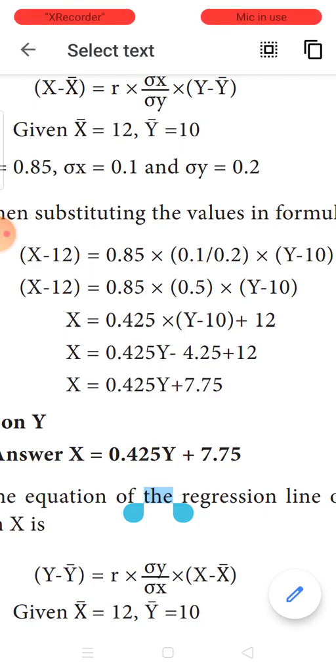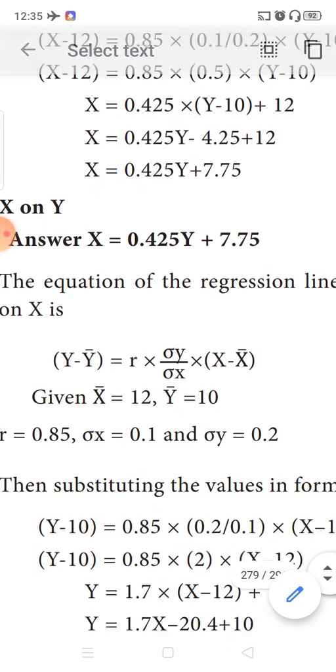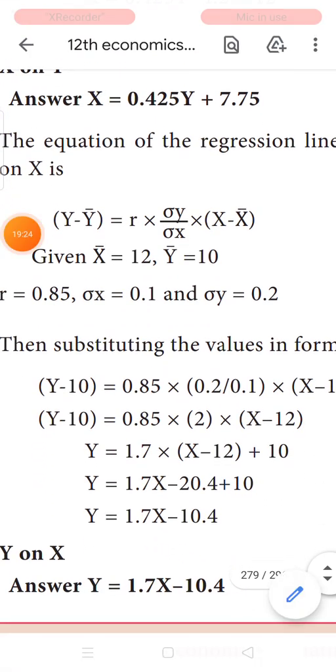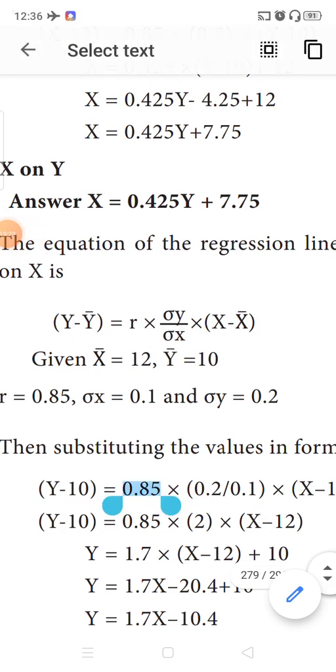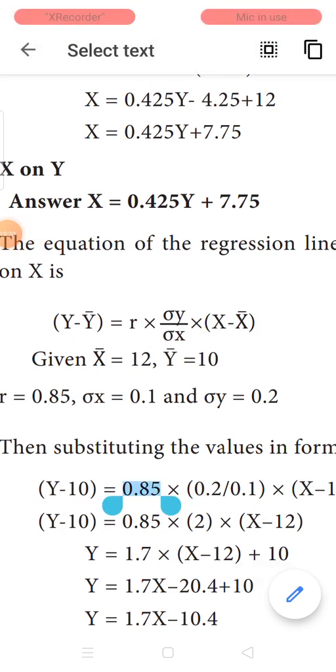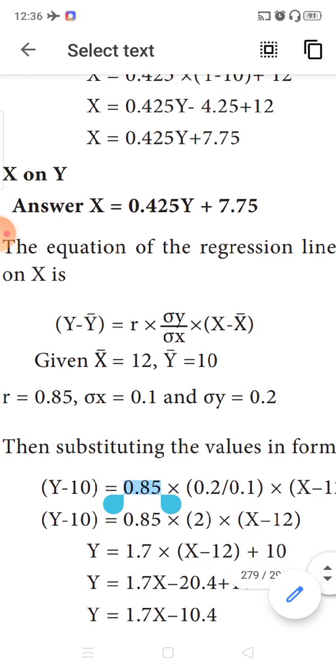Okay, children, now we need to find the regression equation of y on x. To find y on x, first what we have to do is, in the left hand side we need to write y minus y bar is equal to r into sigma y by sigma x into x minus x bar. We have all the values here. X bar is 12, y bar is 10, r is 0.85, sigma x is 0.1, sigma y is 0.2. As usual, we are going to substitute the values in the given formula.